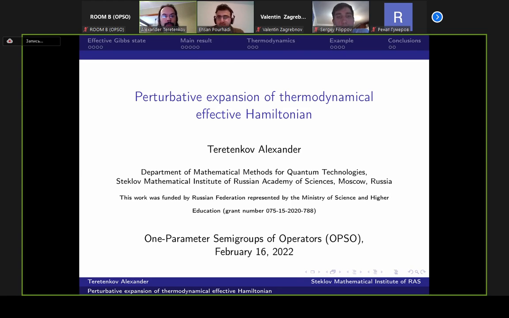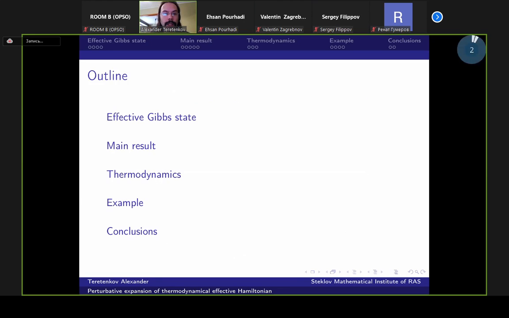My talk will be about perturbative expansion of thermodynamical effective Hamiltonian. And this is the outline of my talk. I will speak about some basic definitions, what an effective Gibbs state is and what I'm generally speaking about. Then I will formulate the main results and move to how it is related to some effective thermodynamics. And then I will consider some example and come to the conclusions.